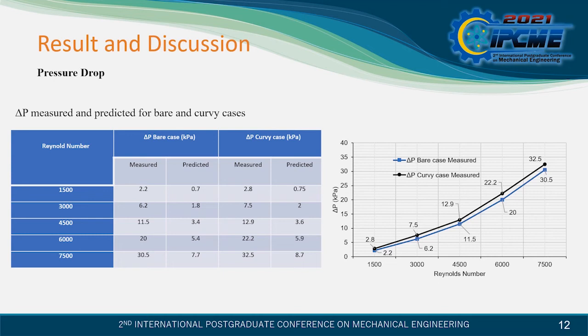However, the calculated and the experimental pressure difference is always lesser in the bare case than the curvy case. Results are indicating that the bare case has a lower pressure difference than the curvy case in the measured results and predicted calculation, which means the flow distribution inside the microchannel heat exchanger of the curvy case is better than the bare case, based on the fact that the pressure and the velocity are inversely proportional to each other.